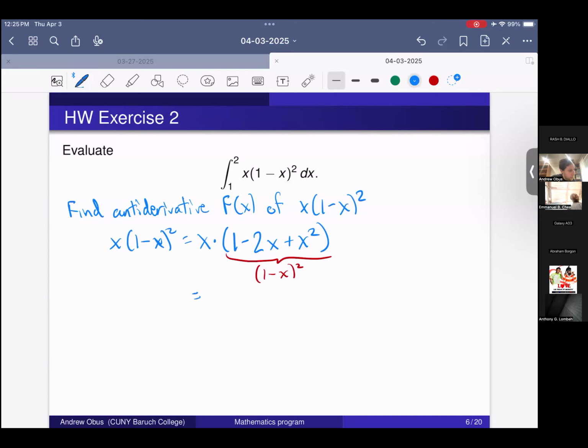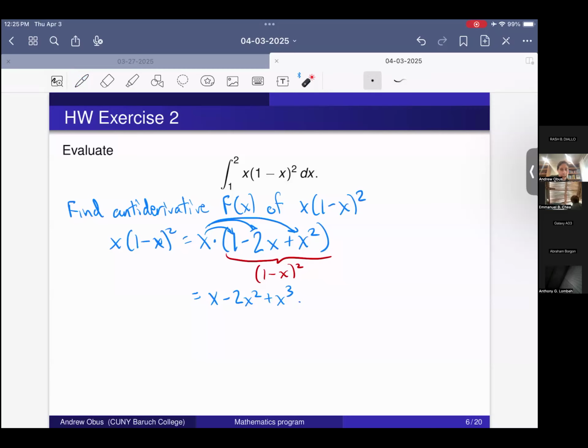And then if we multiply the x through by everything, we end up getting x minus 2x squared plus x cubed. So we haven't done anything yet. We've just rewritten this function as x minus 2x squared plus x cubed. James gives 7/12 as the answer. Let's see. So now we need to find an antiderivative.